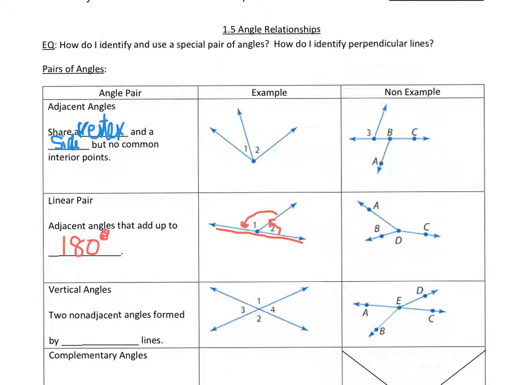Okay, so we've got vertical angles. Vertical angles are going to be two adjacent angles formed by two lines. Boy, I'm not satisfied with the way I'm writing. Two lines.